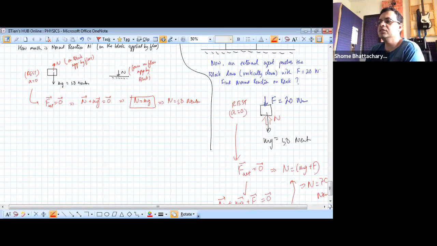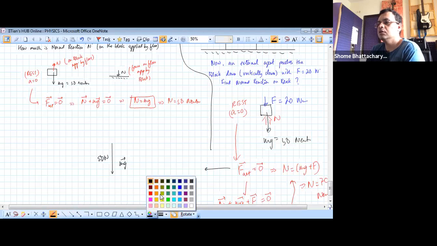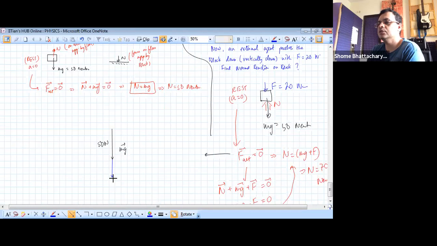So the sum of these three vectors has to be 0 here, no? So a proper vector diagram for the fact that net force is 0 would be like this, that mg is downwards. We represent it with proper arrows. mg is a 50 newton arrow pointing downwards. The external force F that I have applied from the top is also a downward arrow, but of 20 newtons.